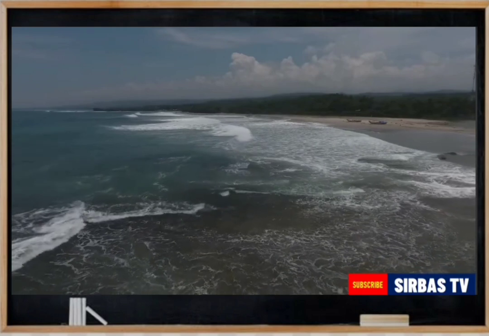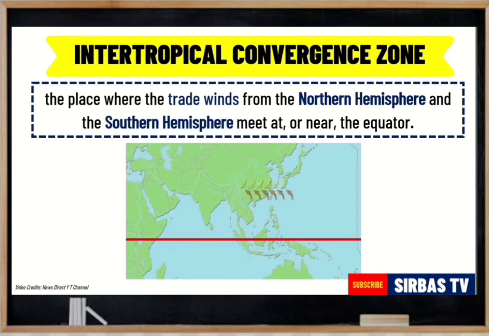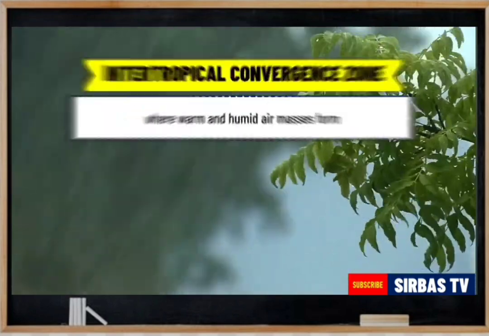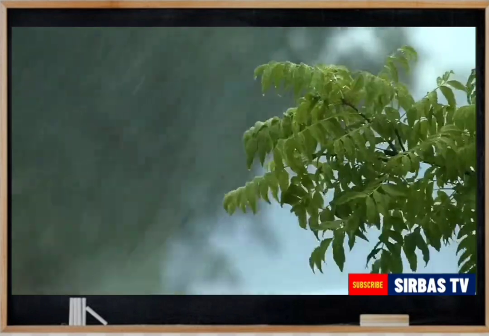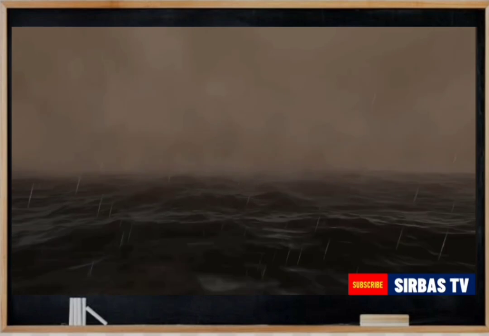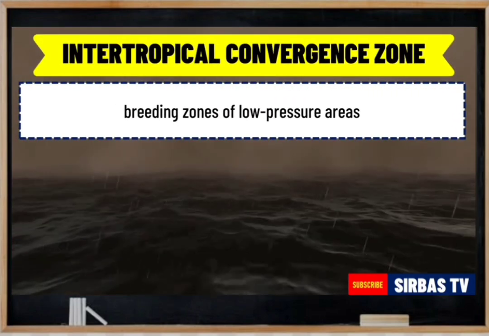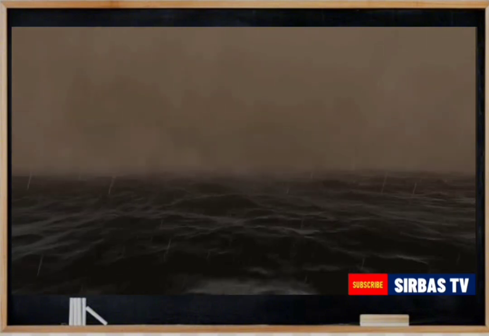And lastly, we have ITCZ or Intertropical Convergence Zone. The Intertropical Convergence Zone is the place where the trade winds from the northern hemisphere and the southern hemisphere meet at the equator or near the equator. This is where warm and humid air masses form, resulting in the formation of heavy precipitation and thunderstorms during most parts of the year. It is also called the breeding zone of low pressure areas because it is where weather disturbances are usually formed.